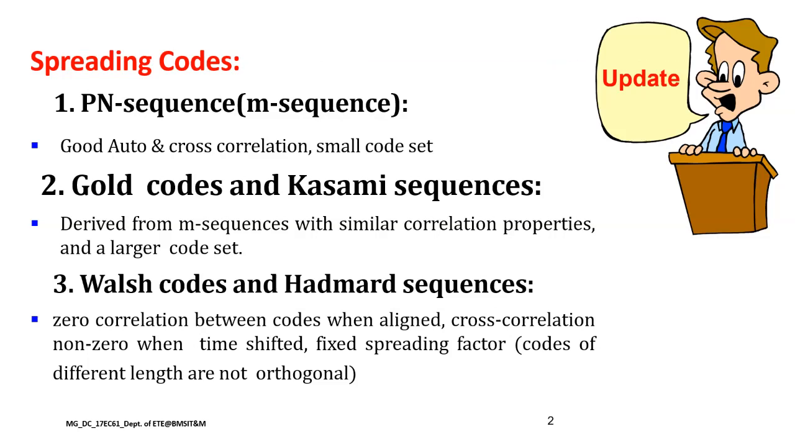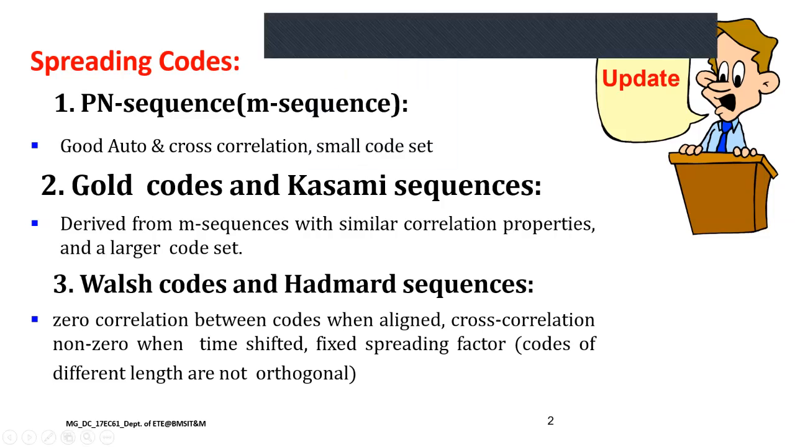To overcome the drawbacks of pseudo noise sequences, the Gold sequences have been developed by Gold and Kasami. As I said, the Walsh codes and Hadamard sequences are also used in spread spectrum communication, because these codes have zero correlation between the codes when aligned, and non-zero cross correlation when time shifted. They have a fixed spreading factor. It is possible to have codes of different length which are not orthogonal. So let me see each of these codes in detail.